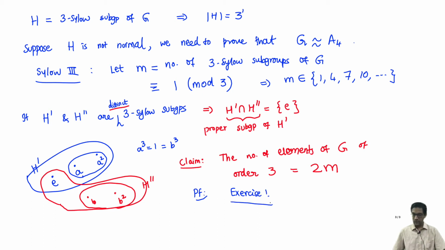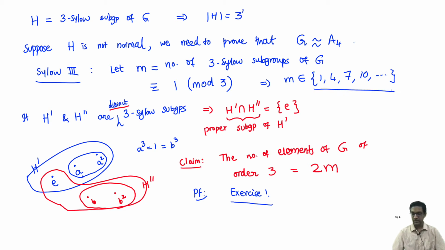Now we understand what these 3 Sylow subgroups are good for. They contribute 2 elements of order 3 each. And we already said what the possible values of m are. They can be 1, 4, 7, 10 and so on, but we can already see that 7, 10 and so on are not possible values. I cannot have m equals 7, because that would tell me there must be 14 elements of order 3 in my group, but my group itself is only of order 12.